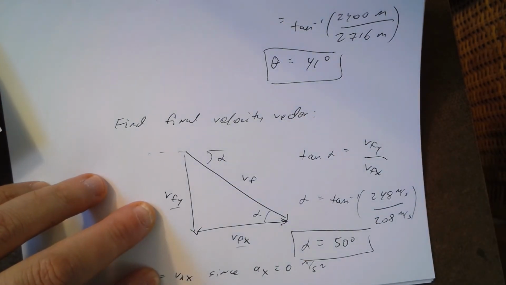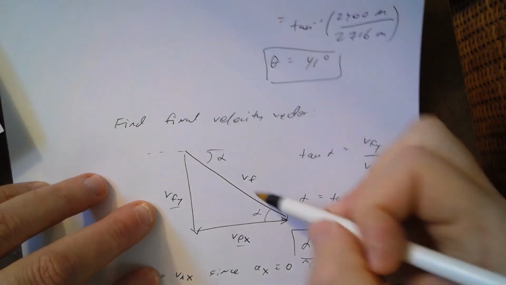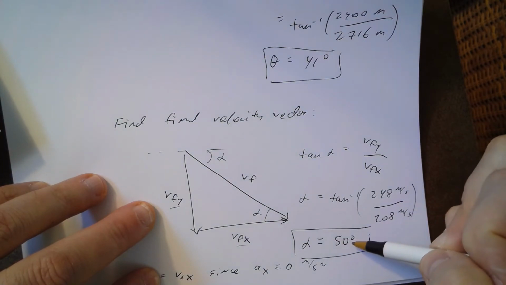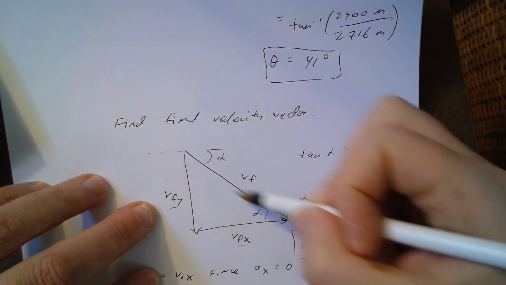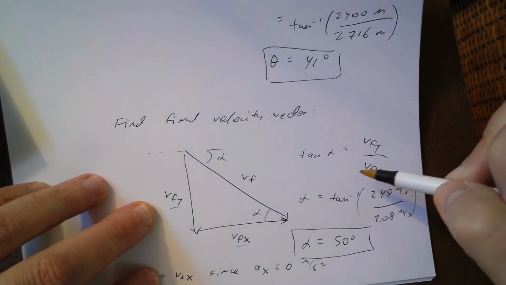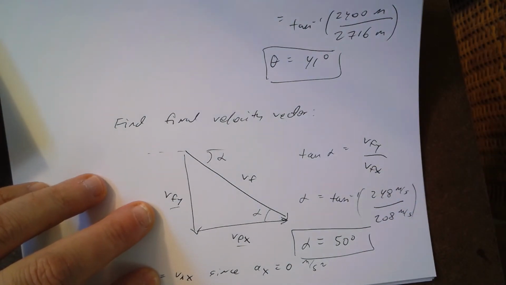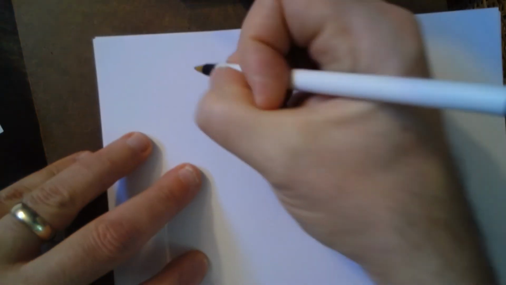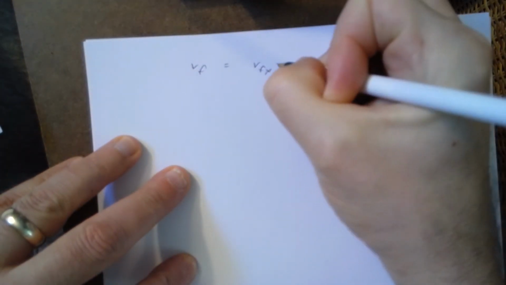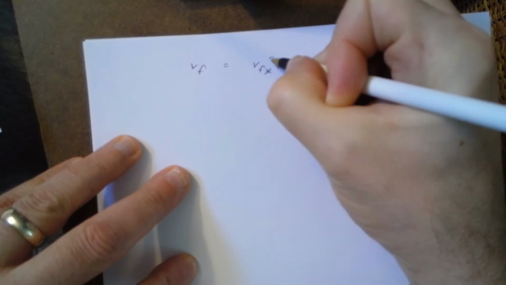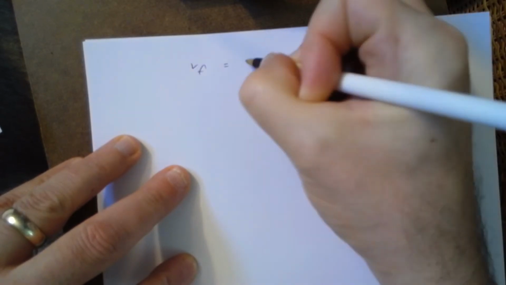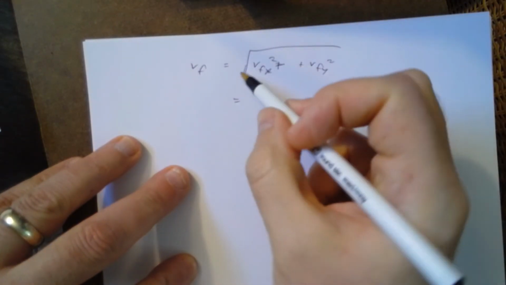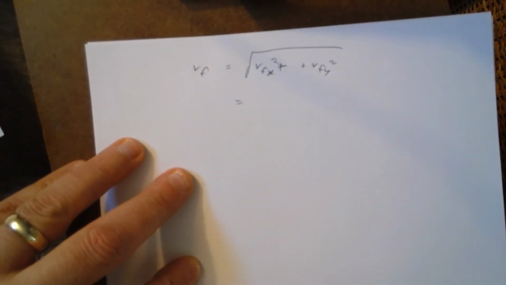Now, that's the direction of the final velocity vector. I need to find the length of this side of my triangle to find the magnitude of the final velocity vector. So I'll do that next. I'm going to use the Pythagorean theorem. VF must be the square root of VFX squared plus VFY squared. There's no plus or minus here because this is a magnitude, which is always a positive number.